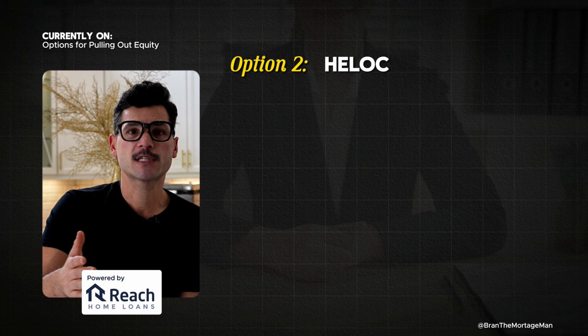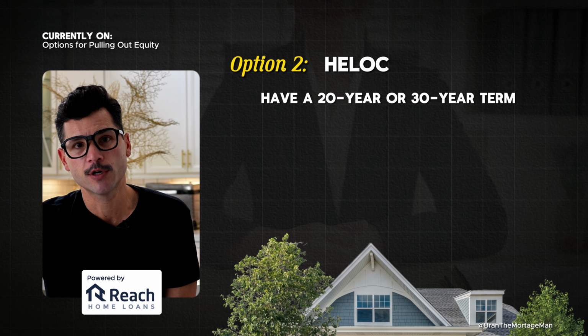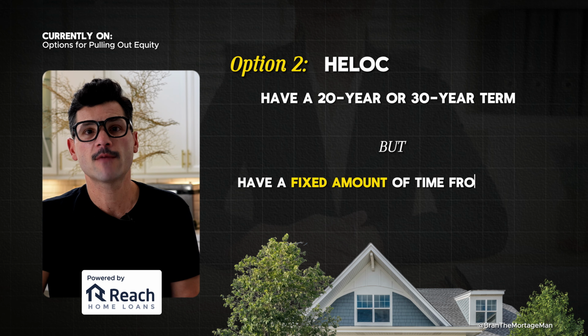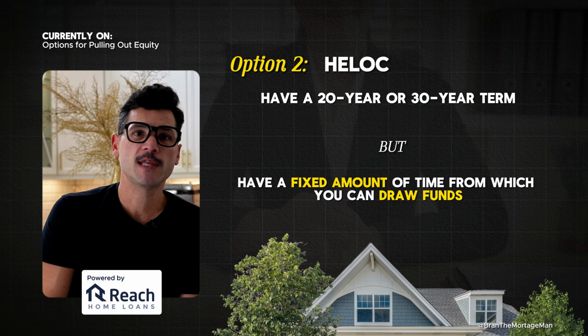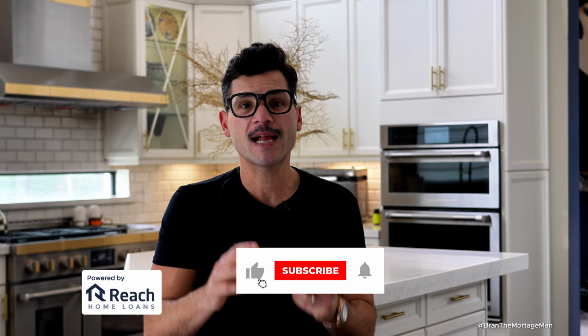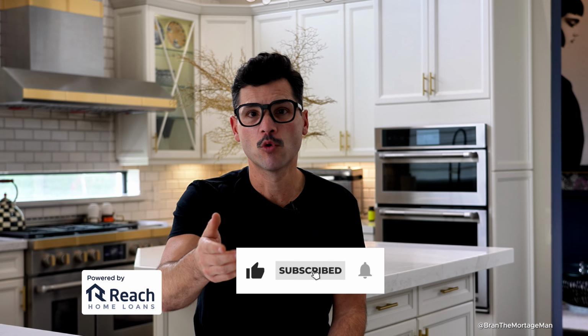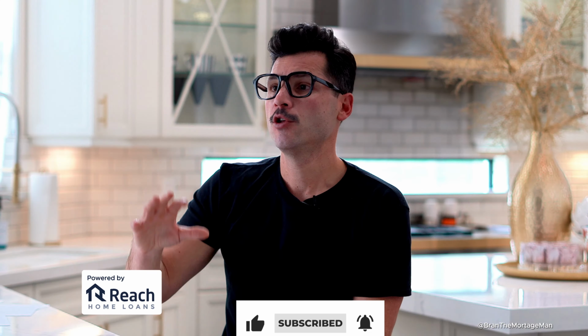Equity lines, in most cases, can have a 20-year term or a 30-year term, but they have a fixed amount of time from which you can draw funds from the equity line. So you can have a 3-year period of time, you can have a 10-year period of time. That means you can't pull more money from the equity line that you already have. You can't pull more from it after that period of time.